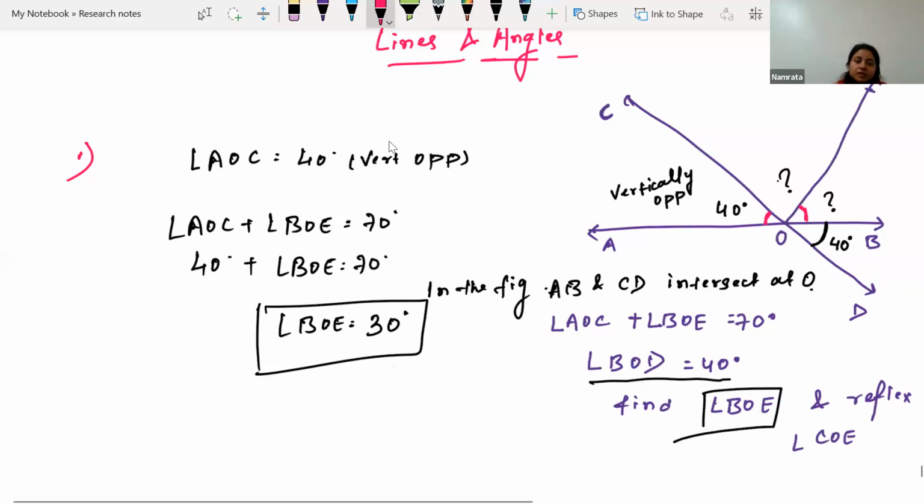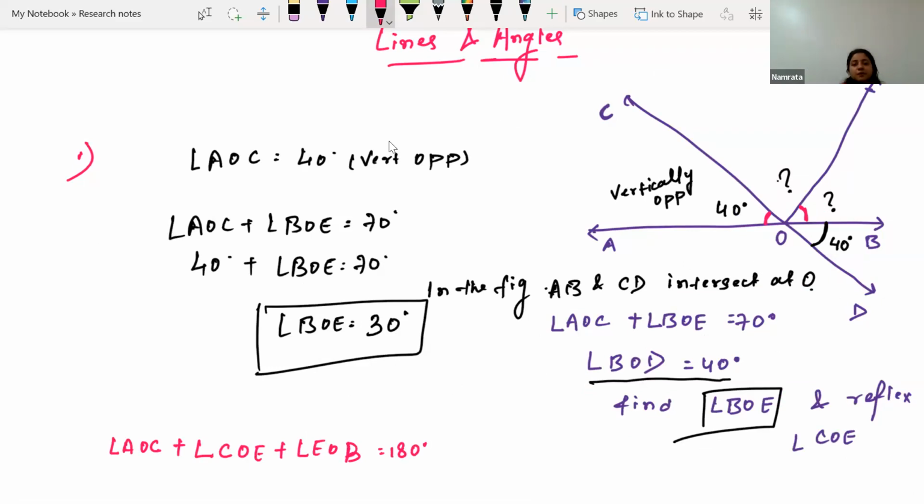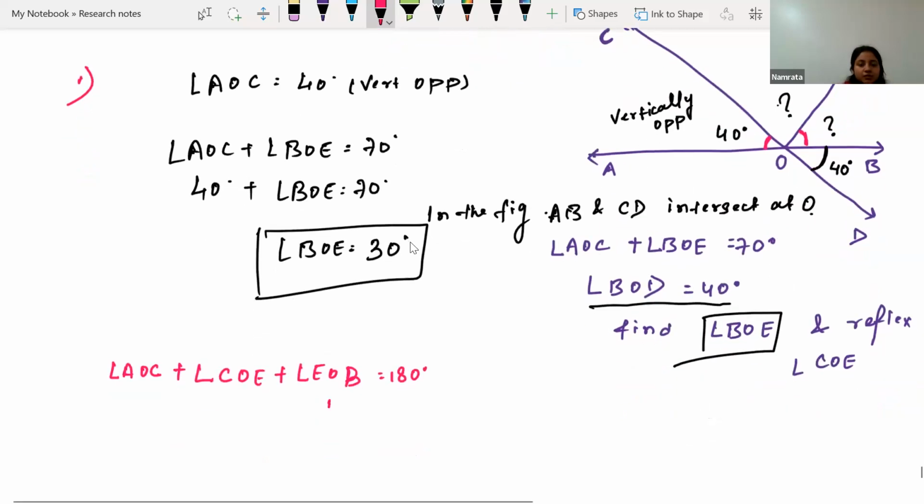Yeah. So in the very beginning only you said that angle AOC plus angle COE plus angle EOB all together will be 180 degree, yes or no? Yes. We know EOB, we know it is 30. AOC we have found, 40 degree, vertically opposite. COE we will be able to find from here, yes or no? Yes. Can we move to the next question?